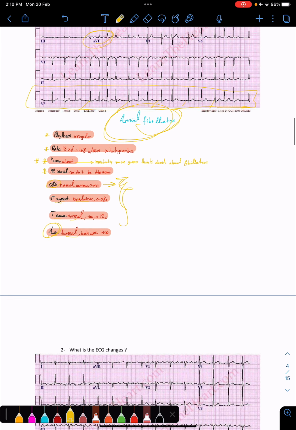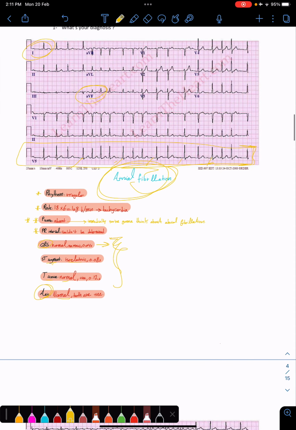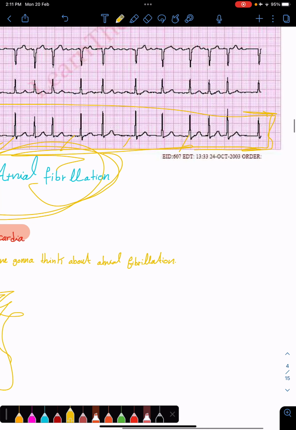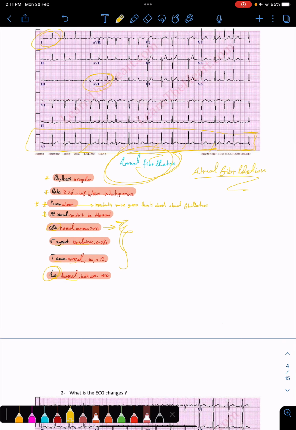The thing here that we have to appreciate is that the P wave is going to be absent, the rhythm is going to be irregular, and it's going to be tachycardia as well. The other parameters are going to be normal. So once you see this figure or this shape, you're going to write atrial fibrillation. I'm sorry about my handwriting, but atrial fibrillation. Just like that, yep, that's it.